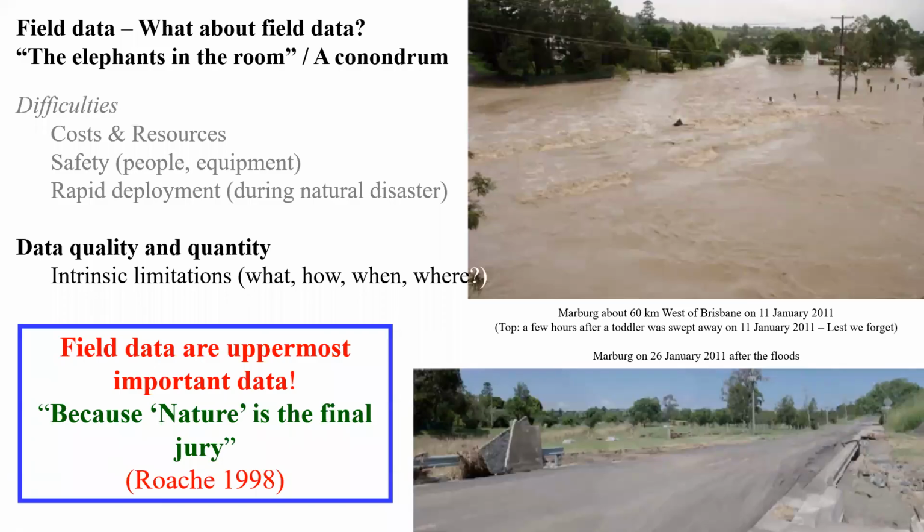We need also, with any field data, to ask some questions about the quality and quantity. What, how, when, where? What type of data? Who collected the data? How were the data collected? Where were they collected? But ultimately, field data are of uppermost importance because nature is the final jury.